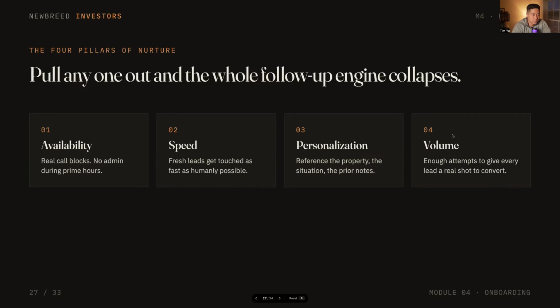Okay. And last but not least is volume. Enough attempts to give every lead a real shot. I want to let that sink in. You want to make sure that you give all the leads enough shots or enough attempts to say that you gave it a real honest shake to reach that seller.